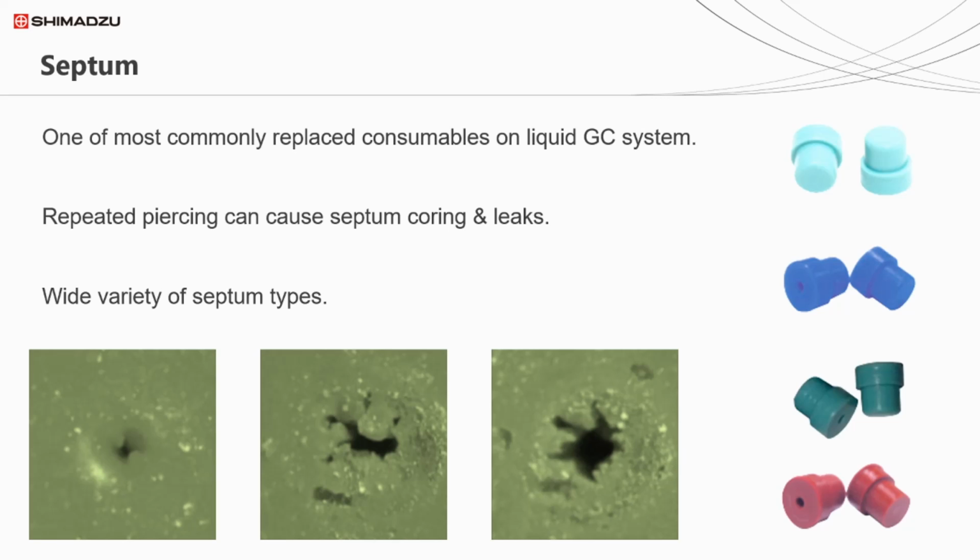The septum can also become a source of contamination, either through the release of siloxanes as the septum ages, or through sample contamination due to prolonged usage.